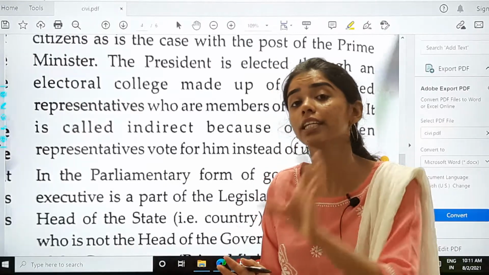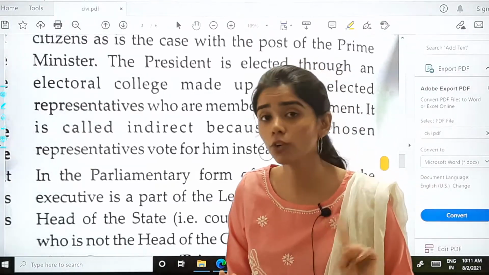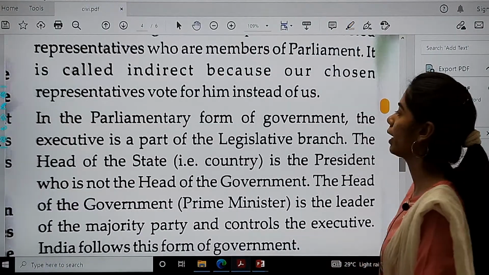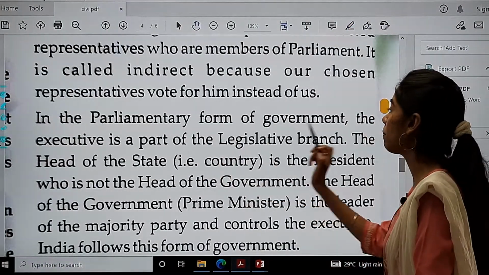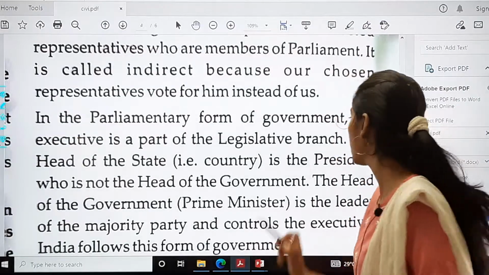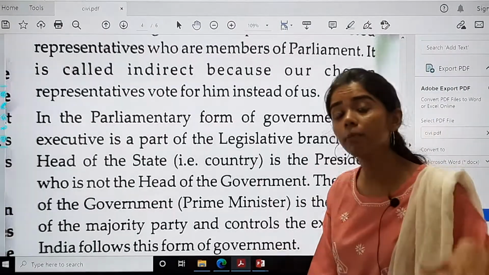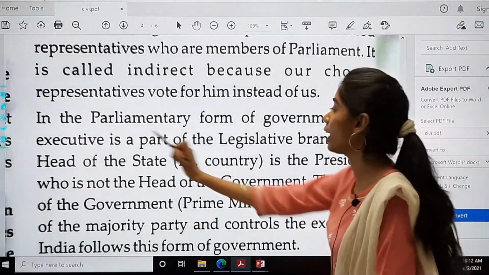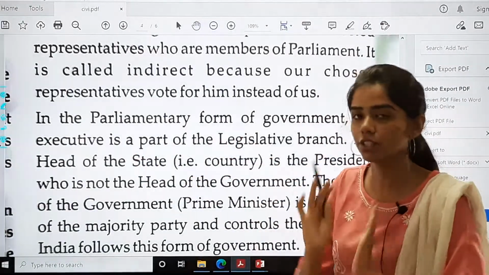The president is elected. We do not vote for them. Clear? In the parliamentary form of government, the executive is a part of the legislative branch. In the parliamentary, what happens? That in this form of government, executive is a part of legislature.